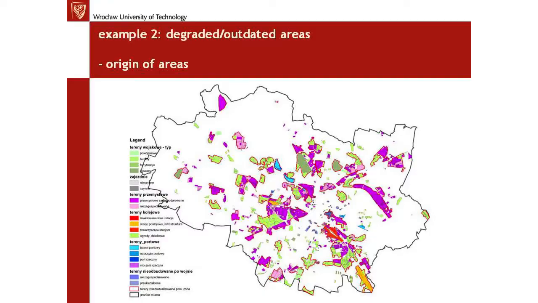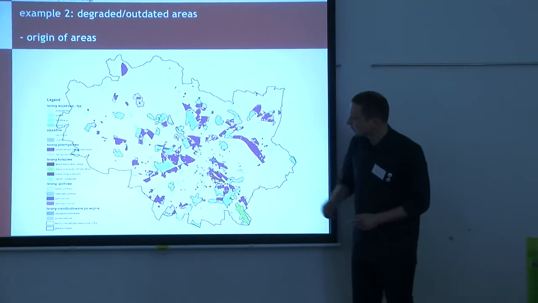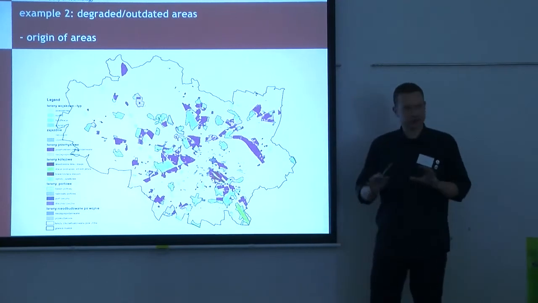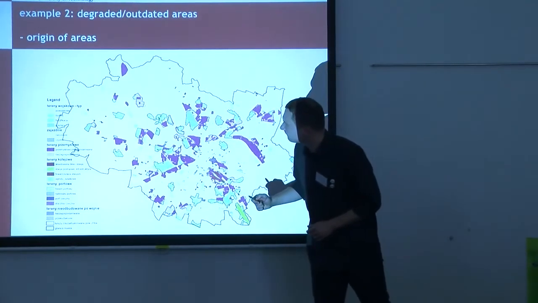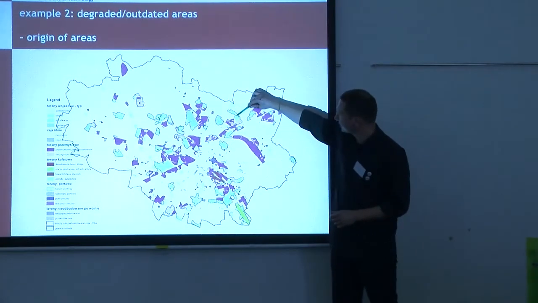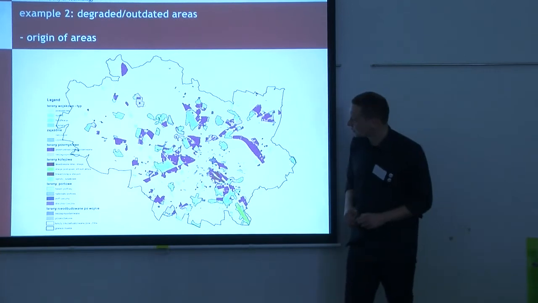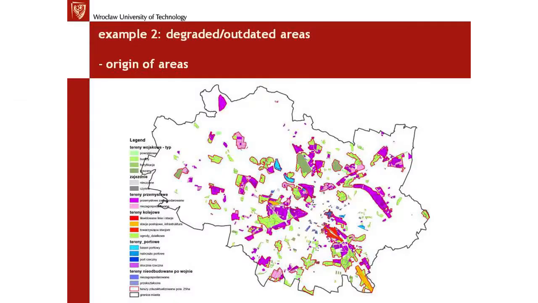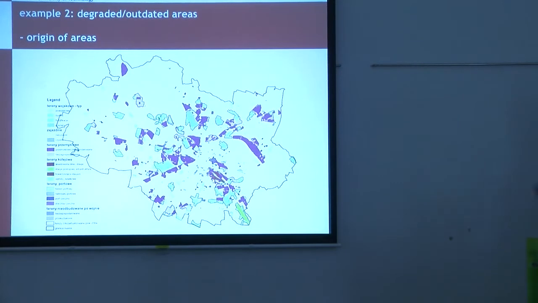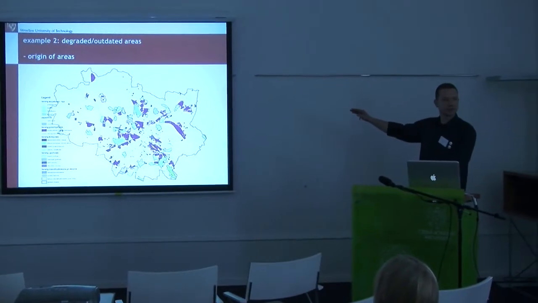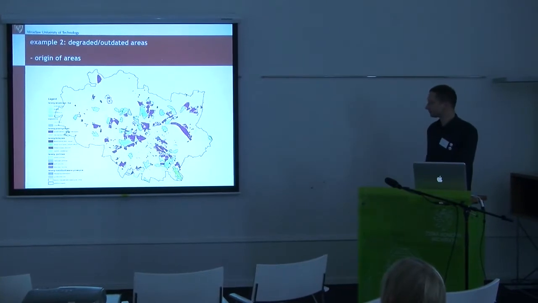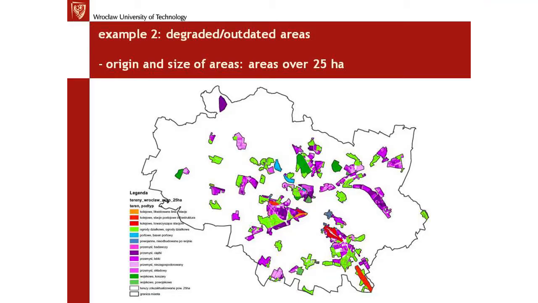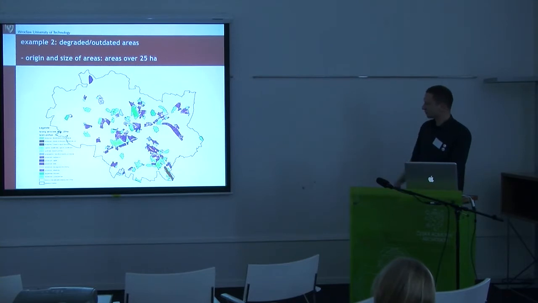This map, forgive me for the Polish key, shows the origin of areas. For example, in violet, you've got generally post-industrial areas. In light green, such as here or here, you have post-military, and in red, you have post or even current railway areas. As you can see, even if the map was in grayscale, that's quite a lot of area inside the city. These are only plots that are over 25 hectares. Again, that's quite a bit of area.